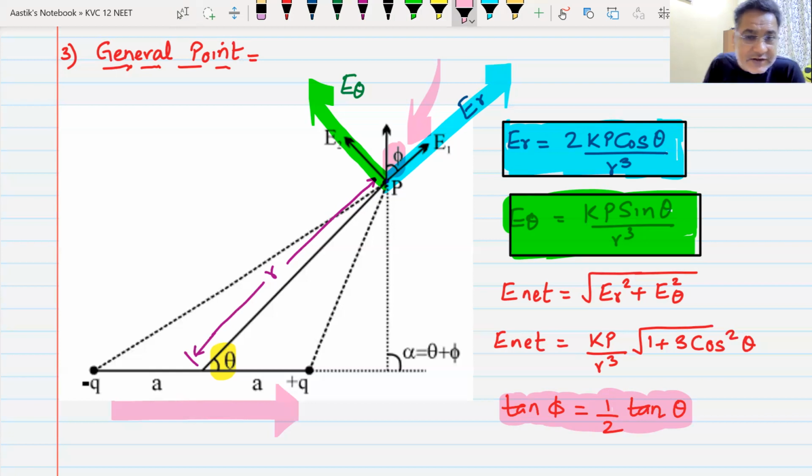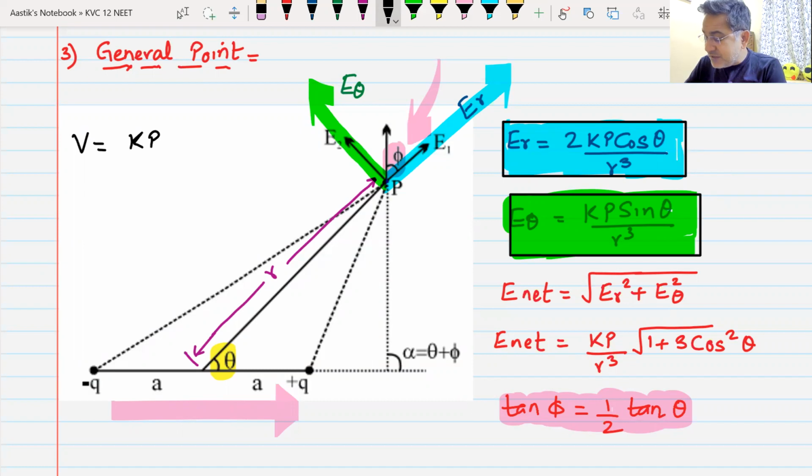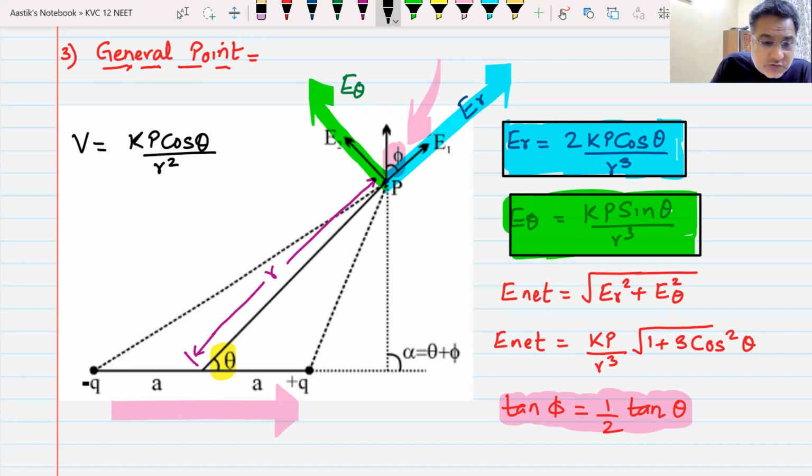Apart from this, you must also know the value of electric potential at any general point. At any general point, this was the electric field. Potential at any general point can be written in this form: kp cos theta divided by r square. This is the way in which you can find out the general field and general potential at any point.